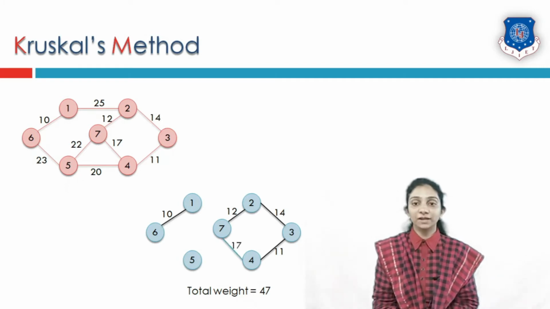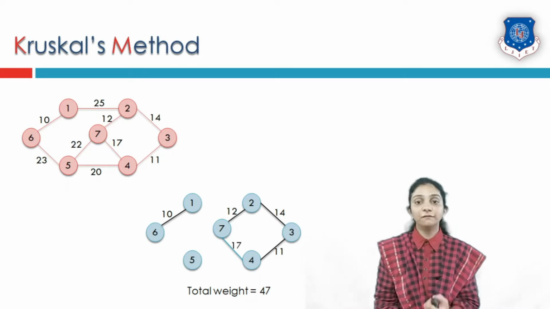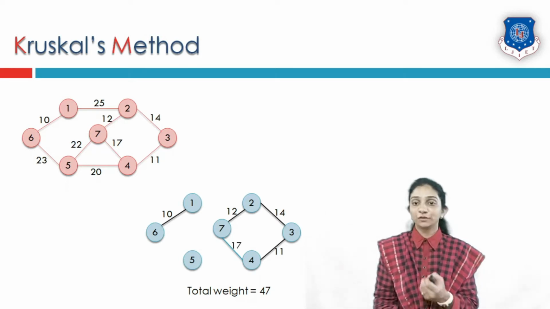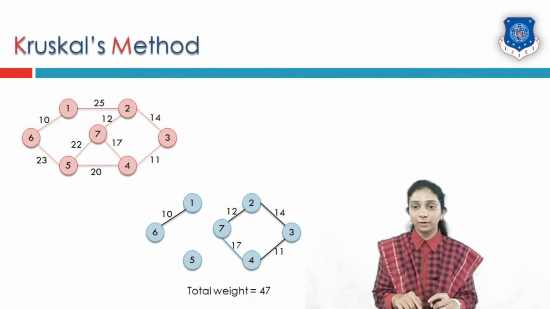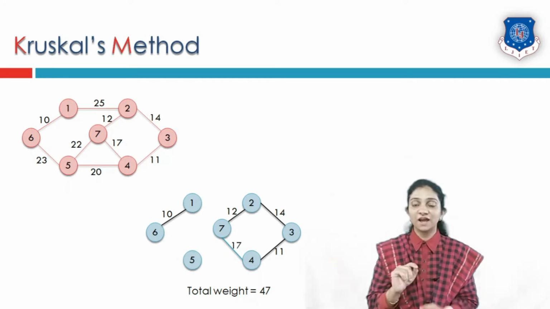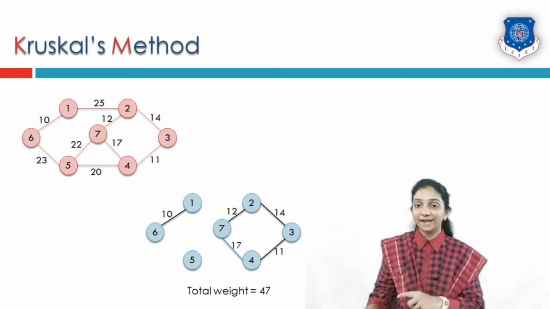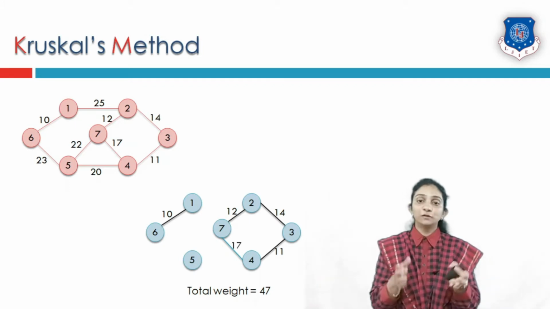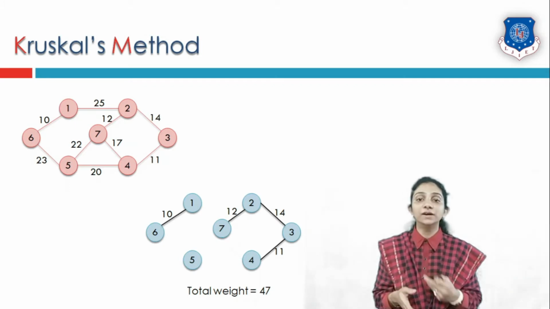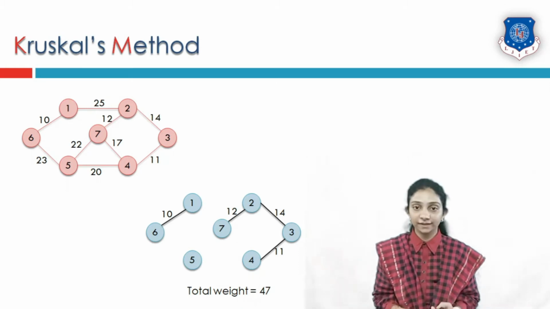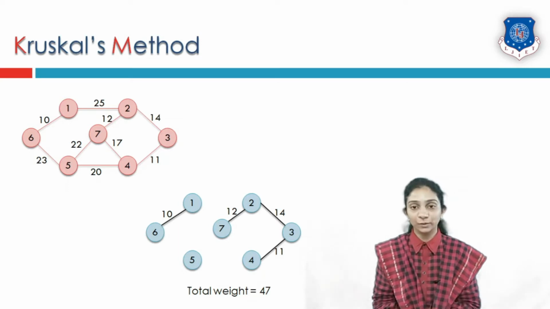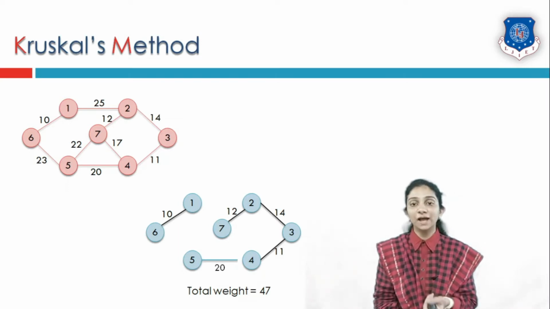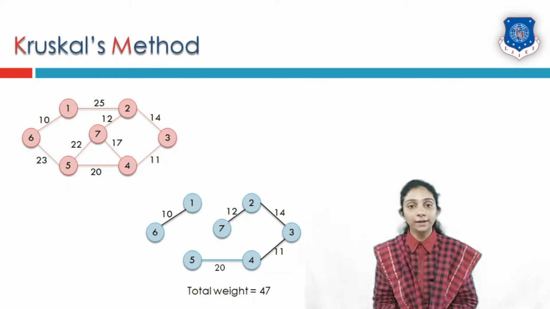The next edge that we will consider is the edge with weight 17. Adding this edge to the result makes a closed loop for vertices 2, 3, 4 and 7. So these vertices are making a loop by adding the edge with weight 17. So we should not keep this edge. We will reject that edge. Now we will consider another edge with the next least weight. The next edge that we will consider is with weight 20.